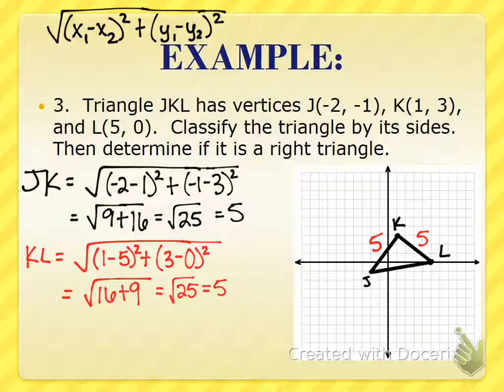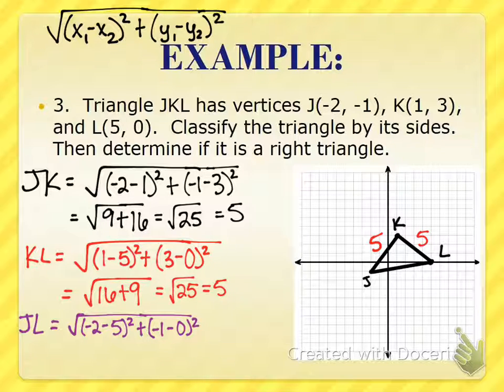So we know that this could be what kind of triangle? Isosceles, but we still have one more side to check. So let's check side JL. Give me an x to start with. -2 minus 1 squared, plus, what y do I have to start with? 3 minus 0 squared. -2 minus 5 squared plus -1 minus 0 squared. Add them together.